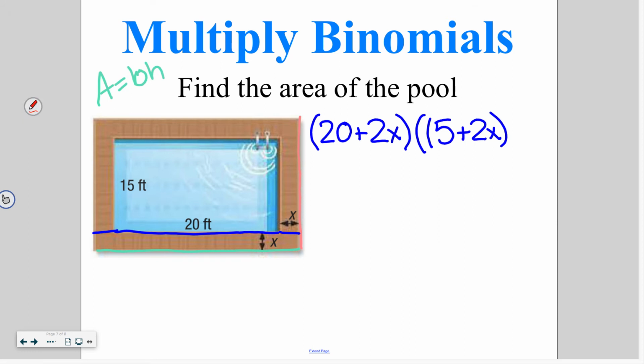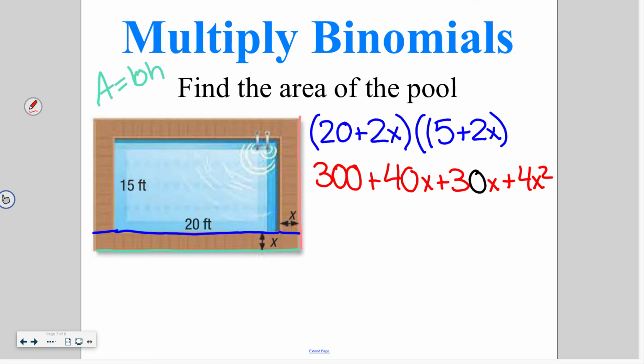I'm going to multiply first 20 times 15, which is going to give me 300, plus outside I've got 20 times 2x, which is going to give me 40x, plus on the inside 2x times 15 is going to give me 30x. And then we've got our last, which is 2x times 2x, giving me 4x squared.